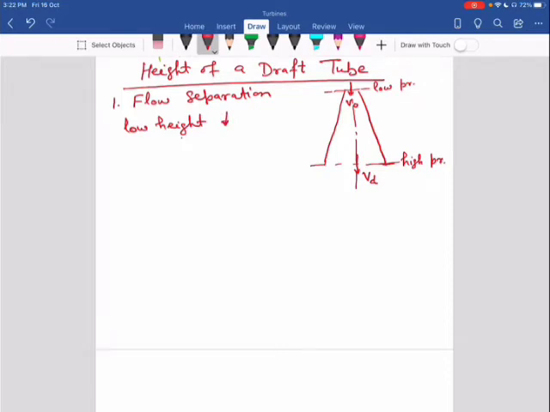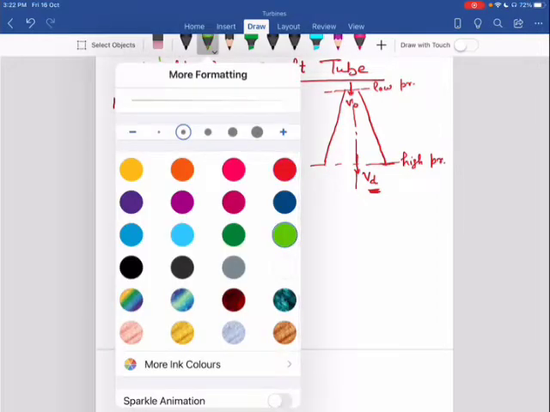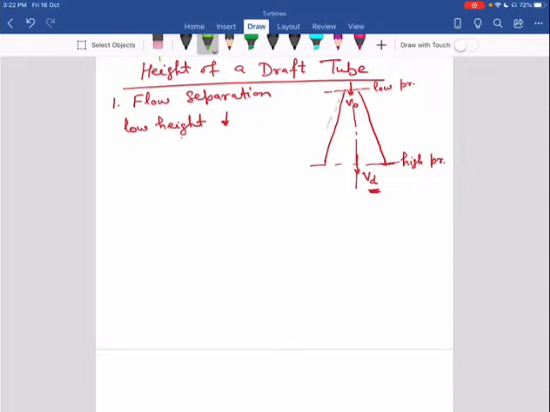If this draft tube has low height, now you can see to reduce this Vd, we have to increase the angle. We have to increase this angle. Okay, so initially from this angle to this angle, we have to increase if we want to decrease the height or length of the draft tube to maintain this Vd constant. Now, due to this, we have a pressure difference, low pressure and high pressure at inlet and outlet. So here again we have high pressure.